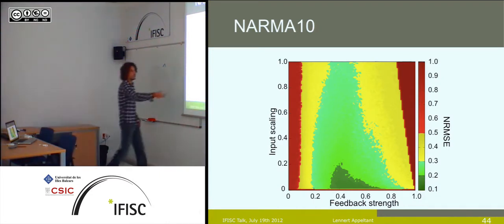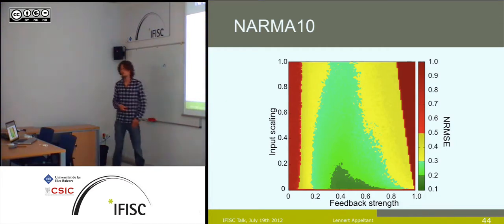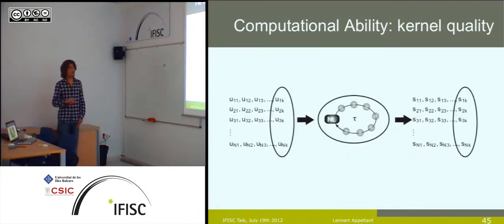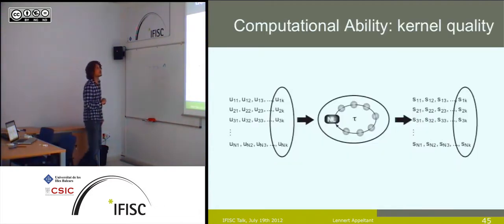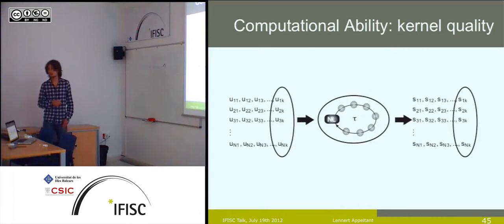We want to know why exactly is it here? Why do we find it in this region for only small input scalings? And therefore, we need to use task-independent properties. A first task-independent property is the computational ability, and it has 2 sub-properties. The first sub-property is the kernel quality.